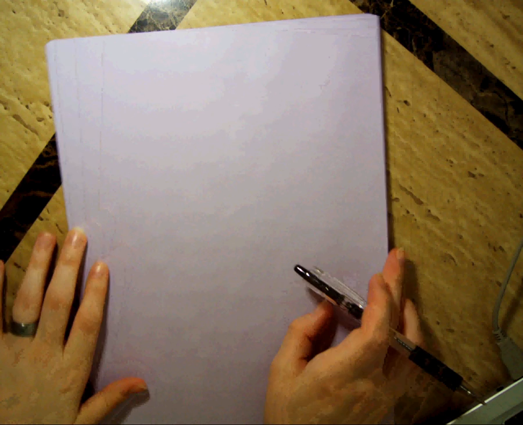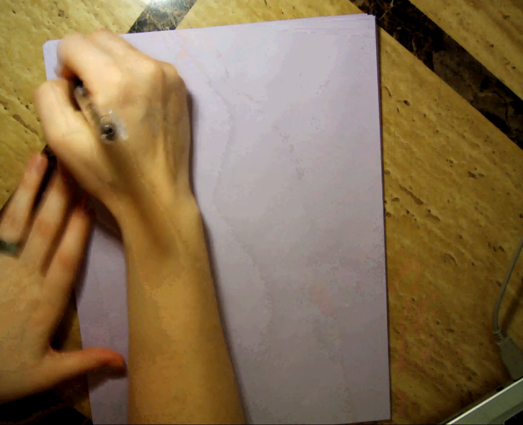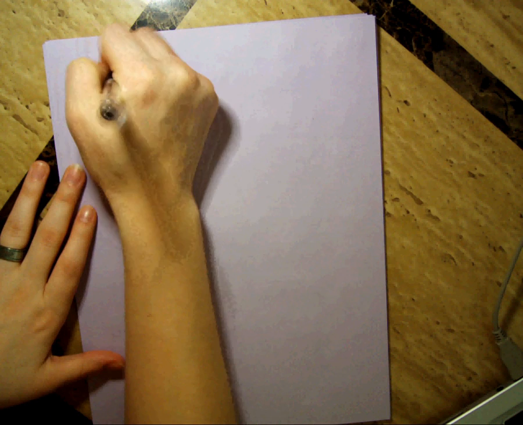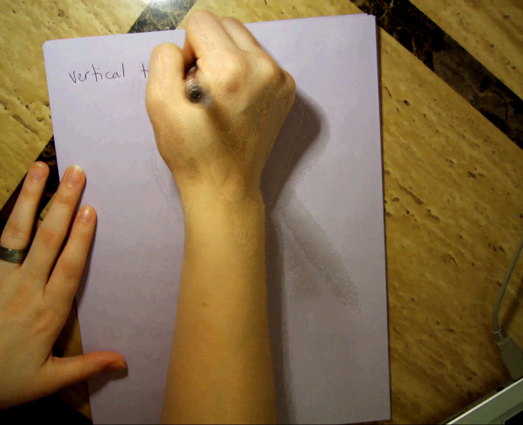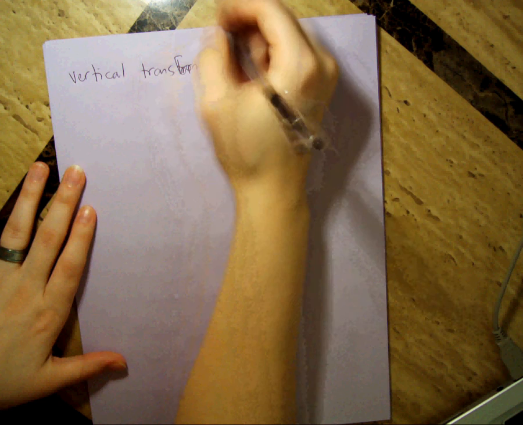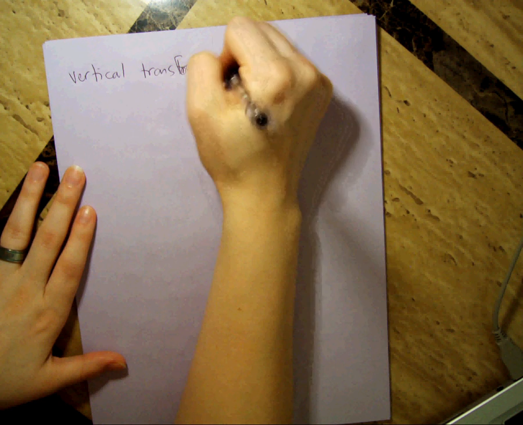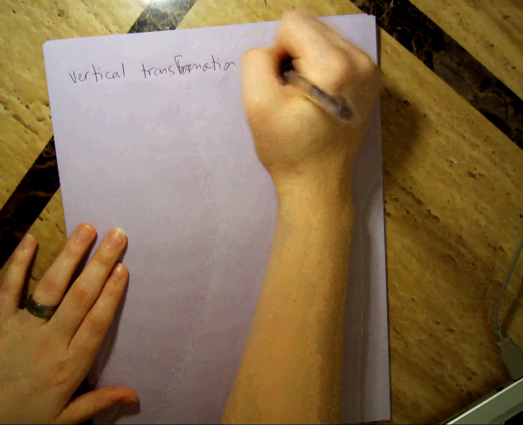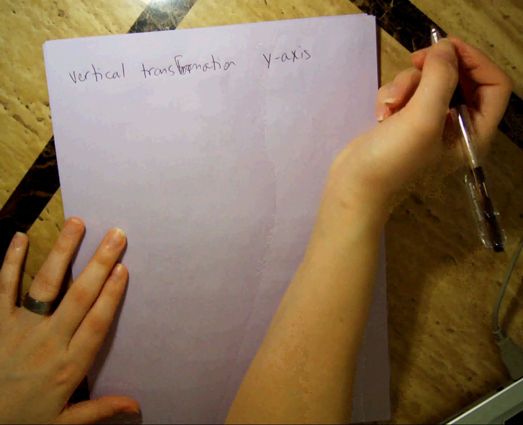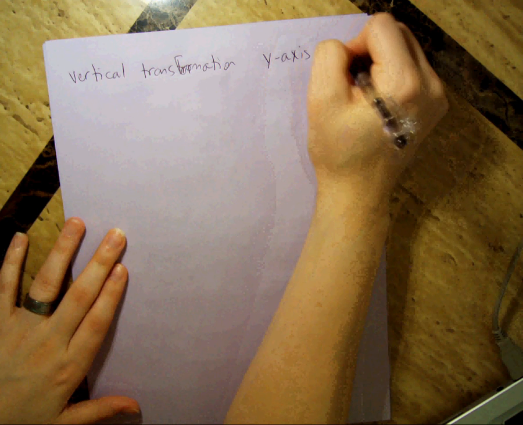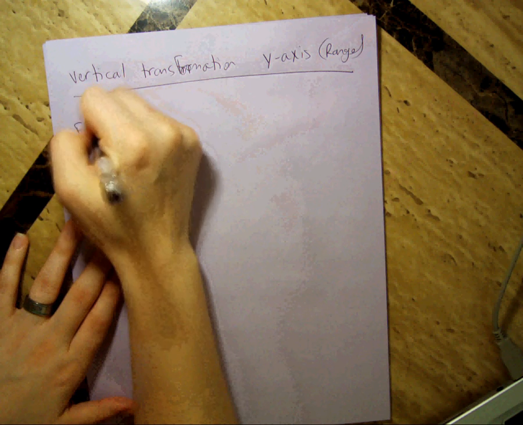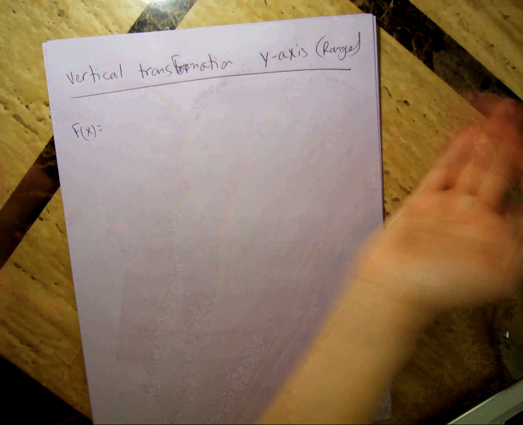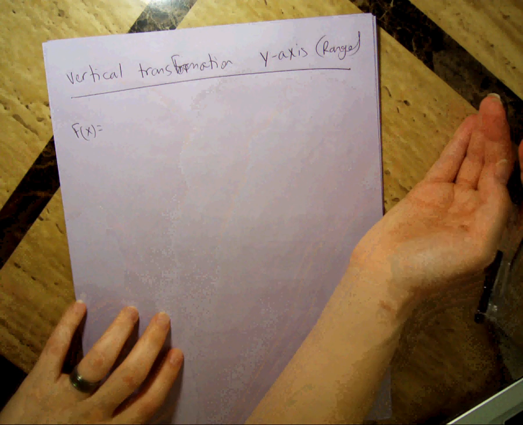So let's now look at vertical transformation. Remember, this goes up and down like my y-axis, so it will affect my range. So again, let's just jump right in. This one's really not as complicated as the horizontal transformation.